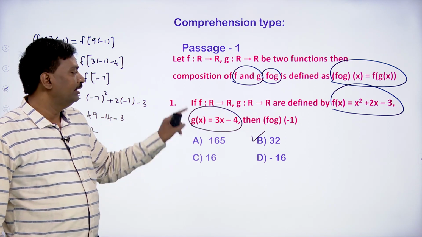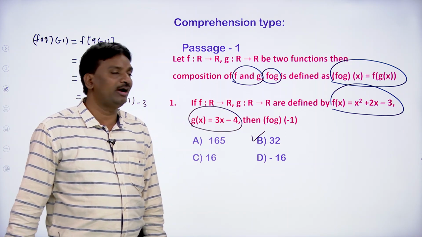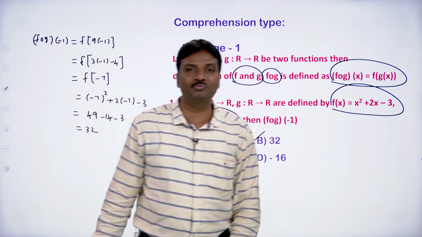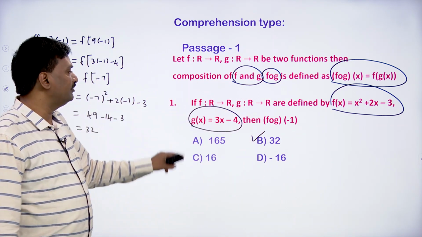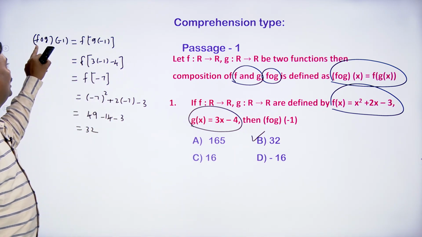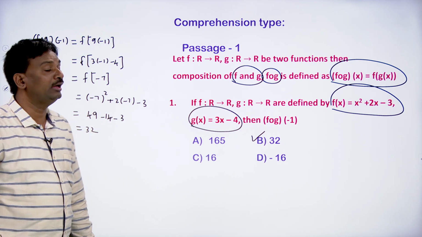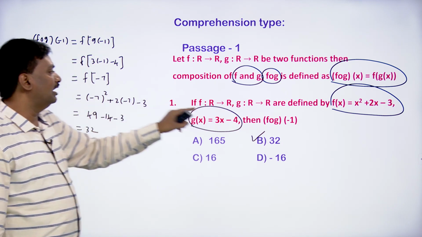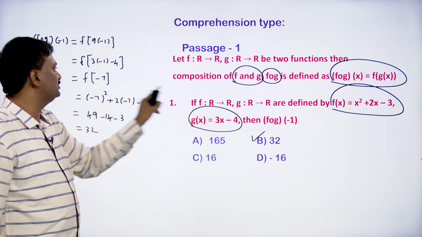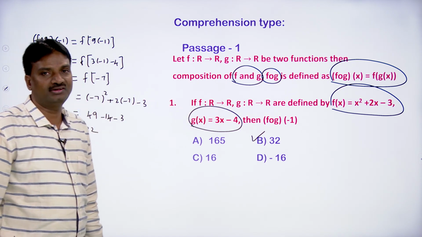solve this question. f: R to R, g: R to R defined by, here the function f of x is defined as x square plus 2x minus 3 and the function g of x is defined as 3x minus 4. Find f circle g of minus 1. So f circle g of minus 1 equal to f of g of minus 1. So g of x is given as 3x minus 4. So f of 3 into minus 1 minus 4, that is f of minus 7.